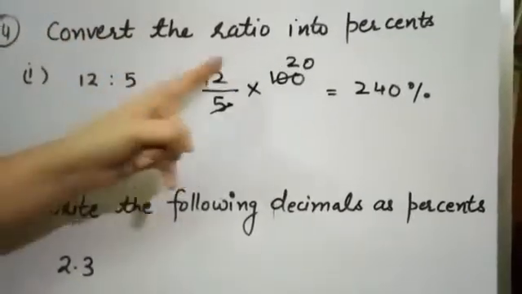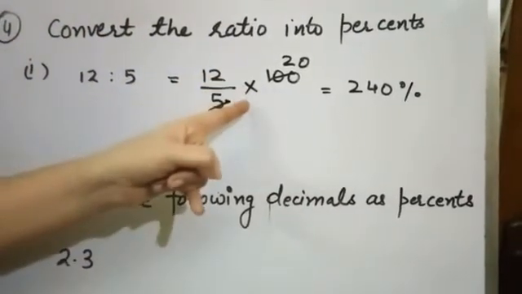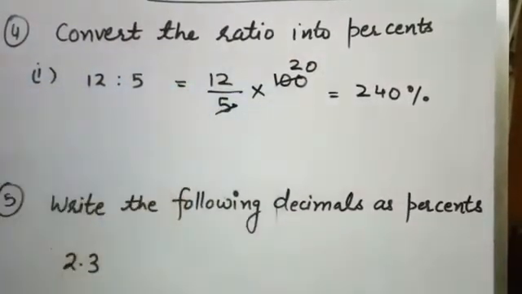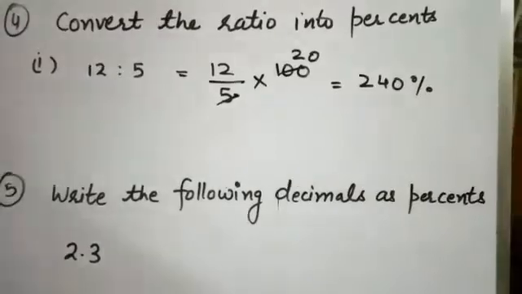Again, change the fraction 12/5 to percent. Get it multiplied by 100 and then cut it. Your answer is 12 into 20, that is 240%.